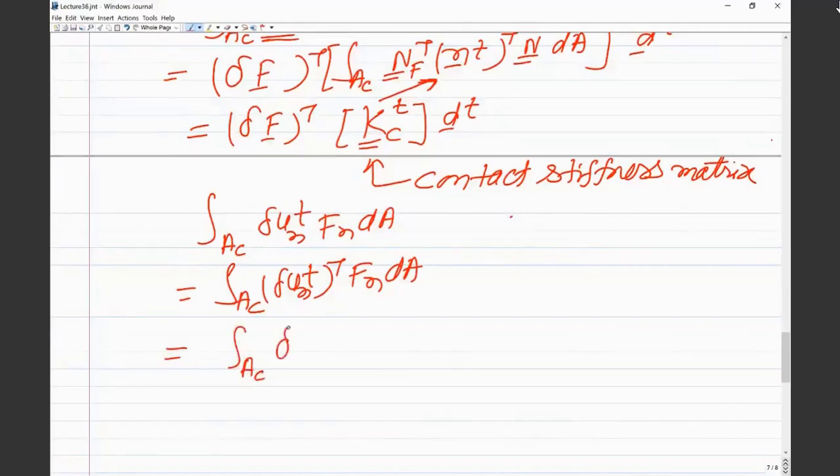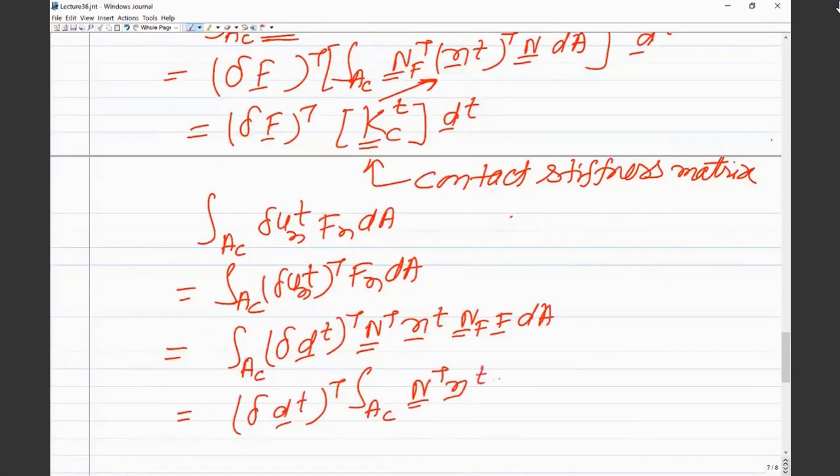So we will have first delta D transpose for the target body. So delta D transpose into N transpose. And then lastly this NT transpose will become NT. And then of course FN, and FN is this NF into F dA. So the vector of the elemental degrees of freedom we can take out of the integration sign. So we can take delta DT transpose on the left hand side, then integration over contact area, then N transpose, NT into NF and dA.